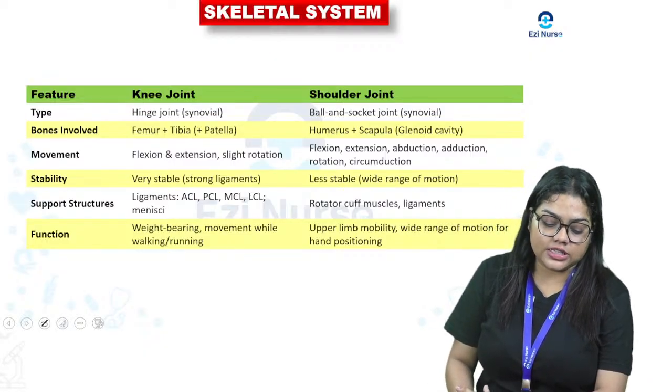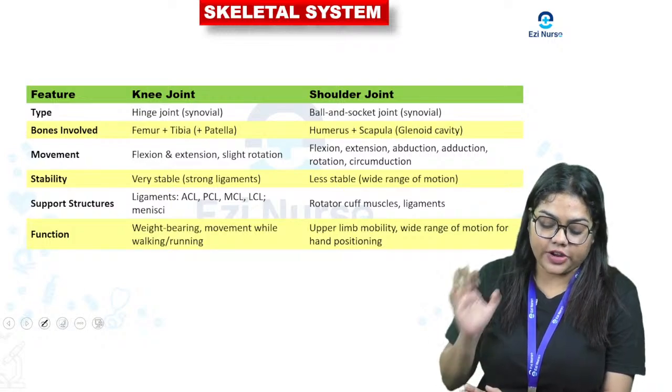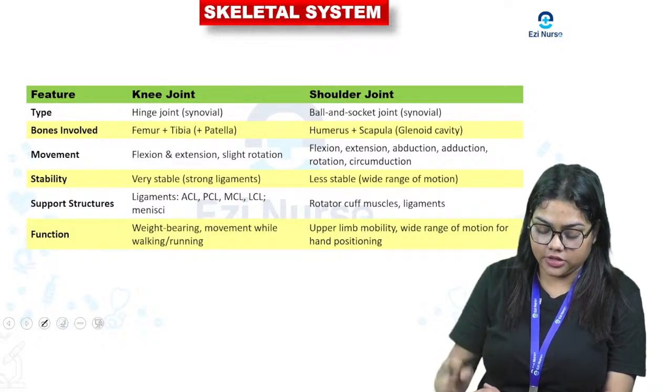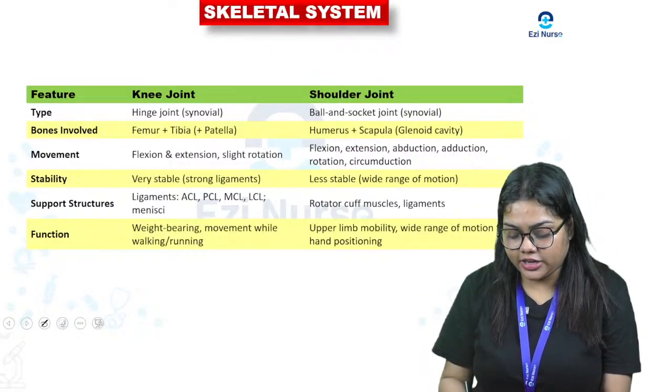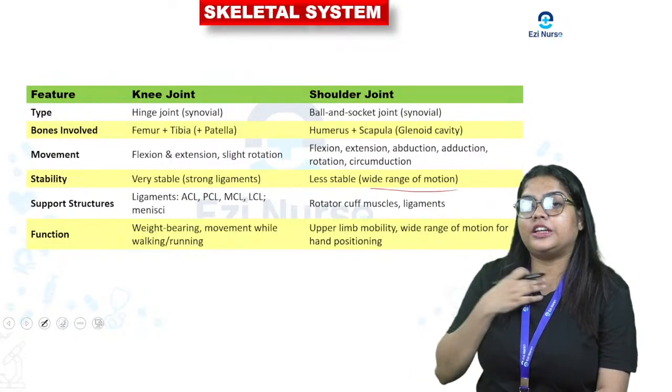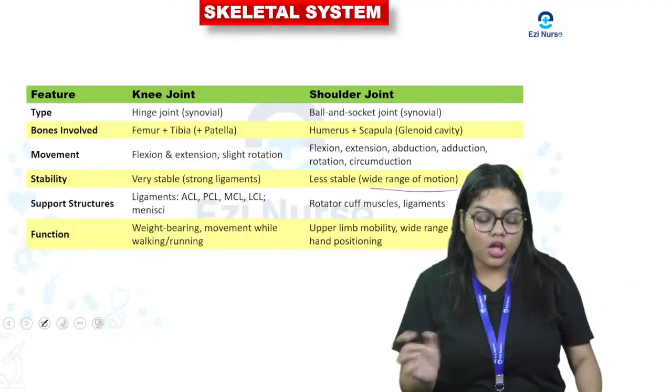Next, stability. What is stability? The knee joint is very stable, with strong ligaments. But the shoulder joint is less stable. Why? Because it holds a wide range of motion.